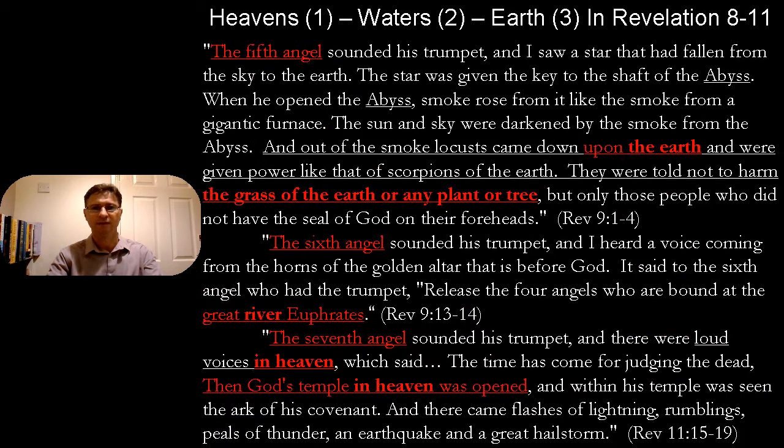And if you continue to read the following trumpets, the fifth angel sounded his trumpet. Again, something's happening on the earth. Locusts came down on the earth and ate the grass of the earth and plants and trees. Then the sixth angel came, and something's happening with the waters. This time it's specifically the river Euphrates, symbolically mentioned, but it is the waters. The seventh angel sounded, and there's something in heaven happening. Loud voices in heaven, God's temple in heaven was opened. Okay? So again, we have earth, then waters, then the heavens in the trumpets. So creation goes heavens, waters, earth. The trumpets go earth, waters, heaven, in reverse order.